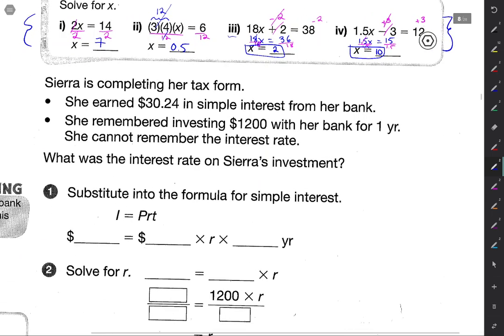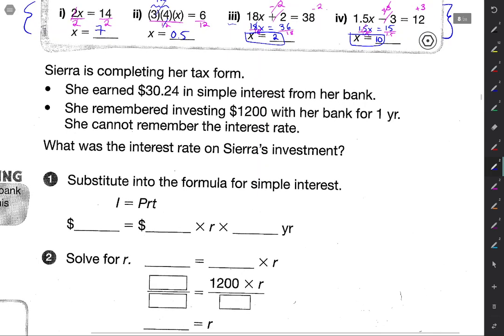So Sierra is completing her tax form. She earned $30.24 in simple interest from her bank. She remembered investing $1,200 with her bank for 1 year. She cannot remember the interest rate. What was the interest rate on Sierra's investment? So this time they give us the interest earned. However, we need to find out what the rate is, what R is.